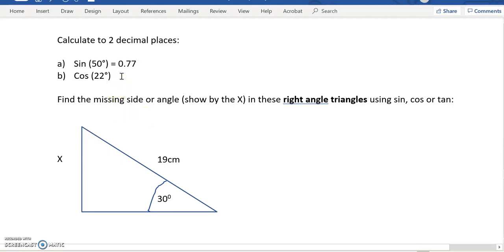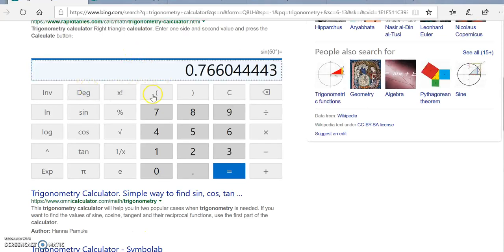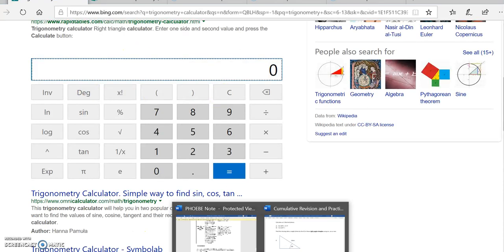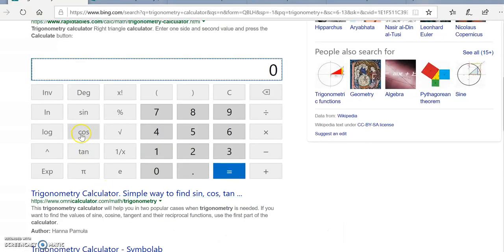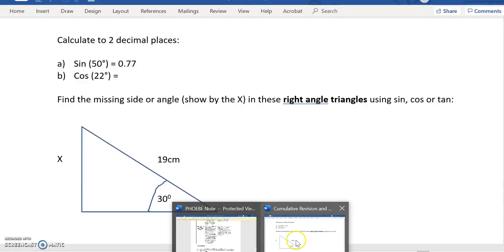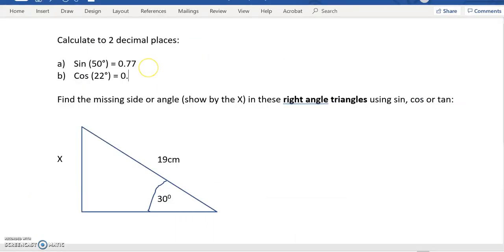Same as we look at the cosine. We look at this and we say, okay, I forgot to look at what number we're calculating. Cosine of 22. So we go cosine 22 equals, and our answer should be 0.9. To round to 2 decimal places, 0.93. And there aren't any units for this because it's effectively a ratio.